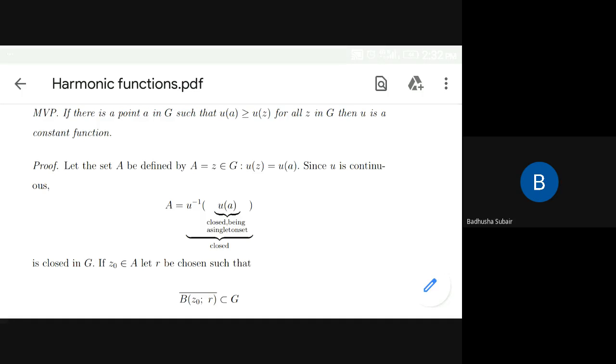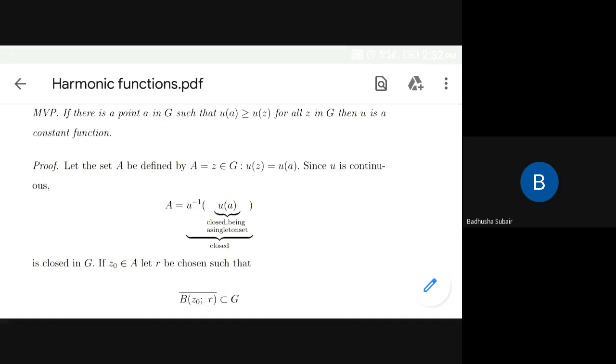Now, to prove A is open. Okay, so here to prove A is open, what should we prove? That is, we have to take a point in A and we prove that there exists a disk containing this point which is a subset of A. Okay, so here we are going through the contradiction method. That is, we are assuming there does not exist such a disk.